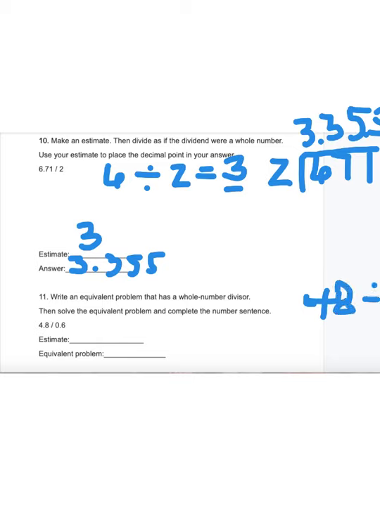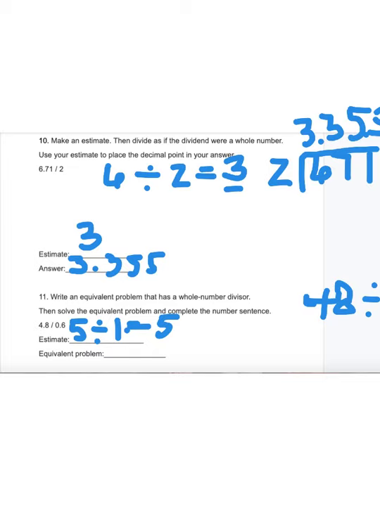And then I'm going to divide that by, I'm going to multiply 0.6 by 10 as well, which will make it 6 because we have to multiply them by the same number. We all know that 48 divided by 6 is 8. So that is going to be the answer to my equivalent problem. If I did this as an estimate, I could have rounded 4.8 up to 5 and divided by 0.6. I'm going to round it up to 1. So that's going to give me 5 divided by 1 equals 5.